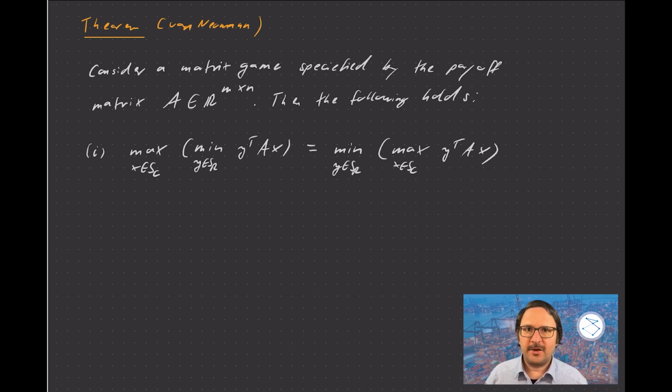We will not necessarily get the same strategies because there might be different strategies or different strategy pairs that yield the same payoff. But that doesn't really matter. All of these strategy pairs would then be perfectly fine solutions as long as the payoff is the same. And the theorem tells us the payoff will always be the same no matter which of the two problems you actually solve.